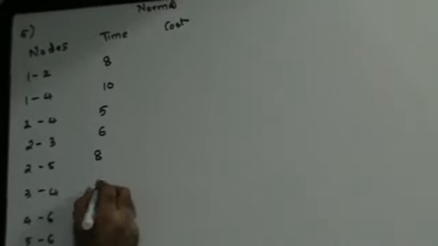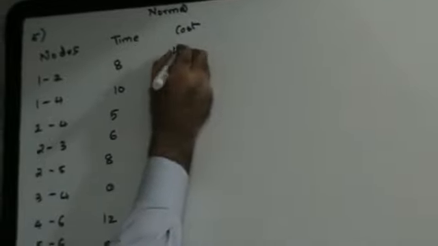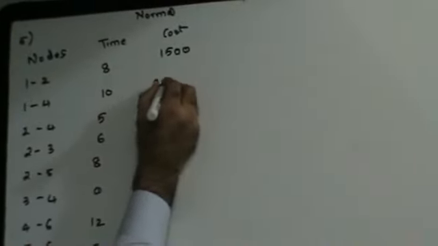Nodes or activity. Activity is also called as nodes. 1-2, 1-4, 2-4, 2-3, 2-5, 3-4, 4-6, 5-6. Normal time and cost: 8, 10, 5, 6, 8, 0, 12, 5. Costs: 1500, 2000, 800, 1100, 900, 0, 300, 500. Copy the sum down, guys.